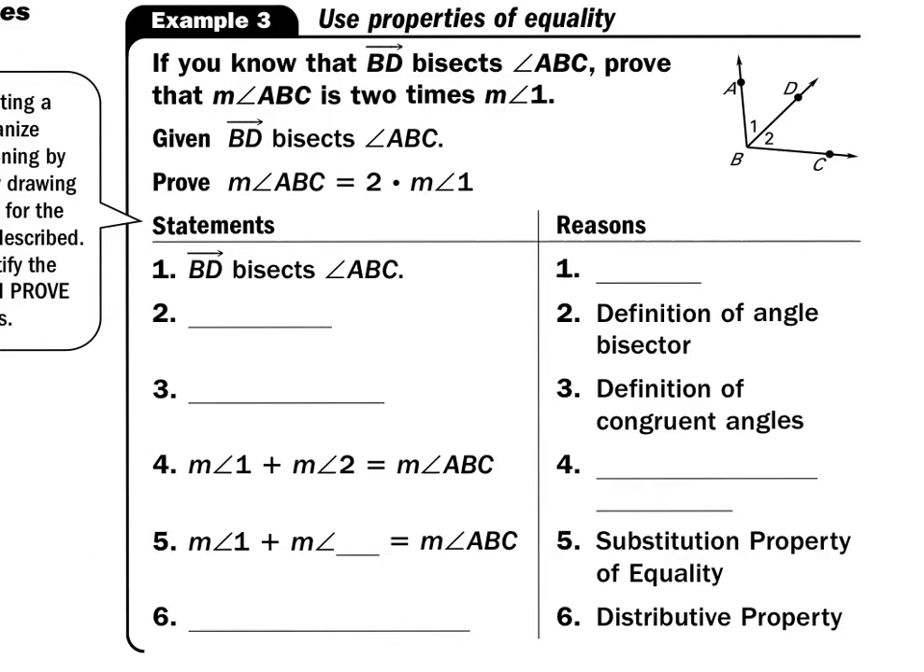If you know that ray BD bisects ABC, prove that the measure of ABC is 2 times the measure of 1. Okay, so what's our given? BD bisects ABC. So we are rewriting that statement here, and I'm just going to say given. Okay, so what does it mean to bisect an angle? It means that angle ABD is congruent to angle DBC.